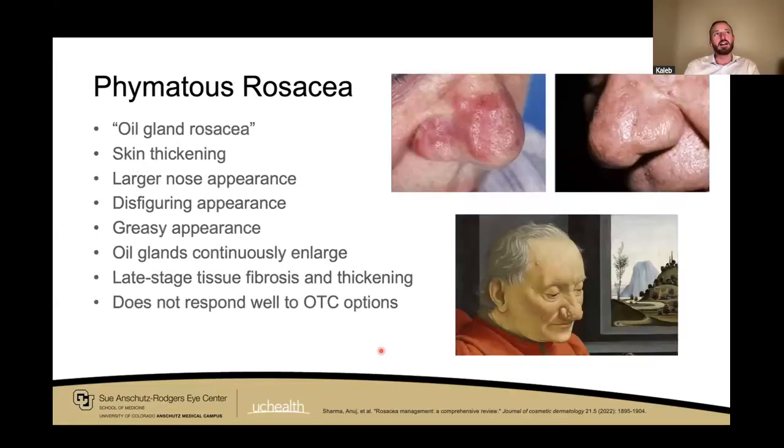And then the third type of facial rosacea is phymatous rosacea, which we've talked about a little bit. This is also called oil gland rosacea. In this case, we see a kind of disfiguring appearance. These glands just keep growing and growing over time. You start to produce more and more sebum over time. You get skin thickening. It gets kind of greasy looking. And in late stages of this, you start to see fibrosis and thickening along the nose, like you see in the pictures there.